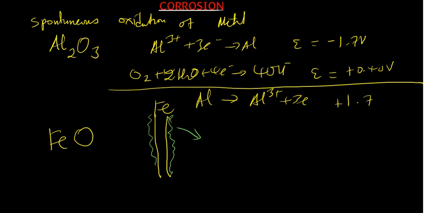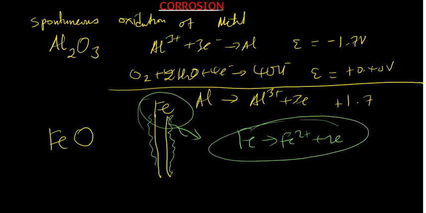So because of that, when it drops, still iron goes into iron 2 plus and 2 electrons in the presence of oxygen and water, and iron goes into corrosion, and that is referred to as rusting when we are referring to iron. So this is what we need to understand on this one.